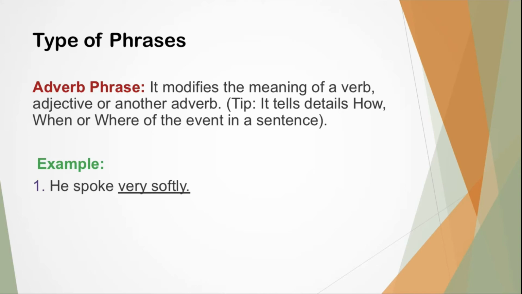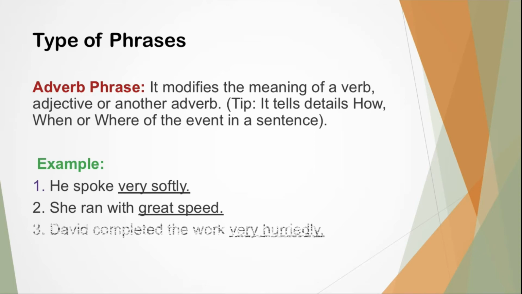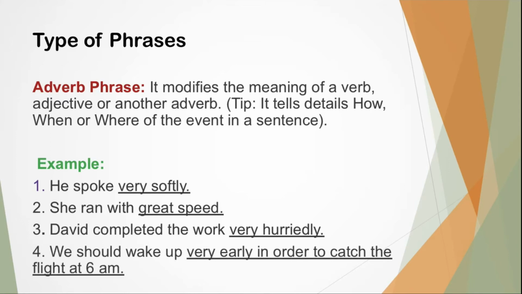Alright, so softly is an adverb. Very softly is adverbial phrase. Alright, she ran with great speed. Speed in itself is a noun. Right, great speed is the adverbial phrase. David completed the work very hurriedly. Very hurriedly here is the adverb phrase.